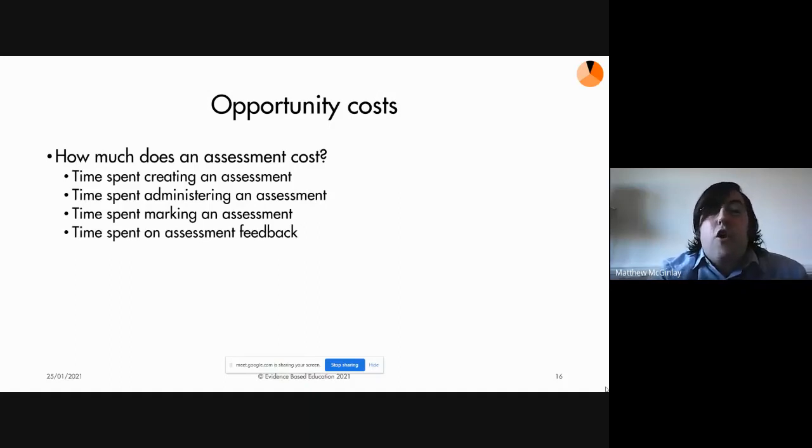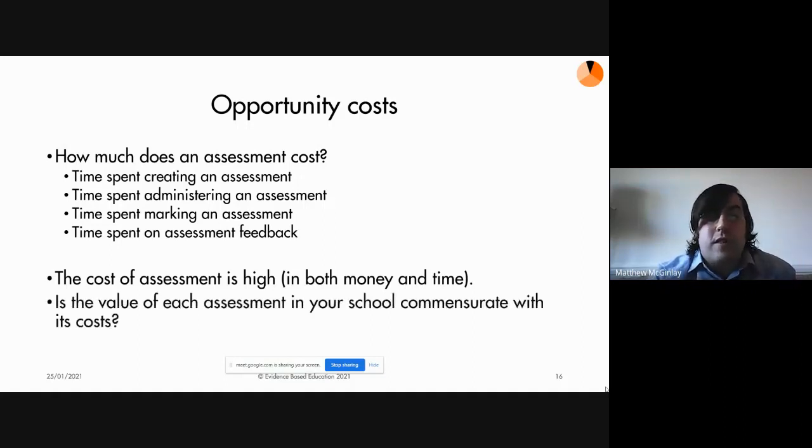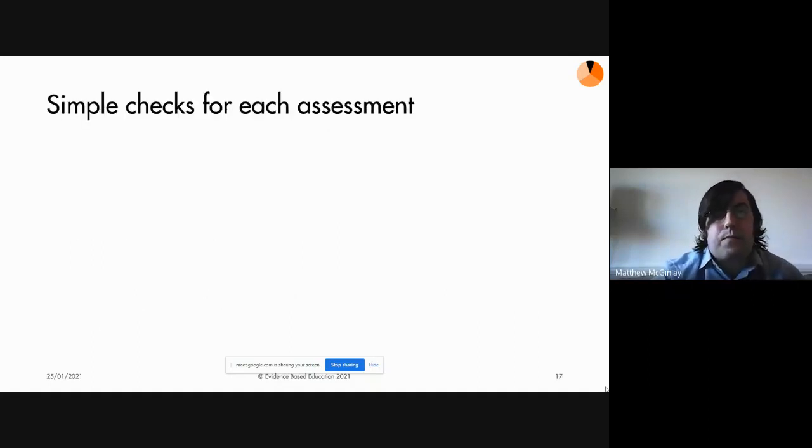So it takes an awful lot of time when it comes to assessment, either cost if we're buying them in externally, or just in terms of our time. So really thinking about, is every assessment that we're doing a valuable use of time, or is there something else that we could be doing that might be having more of an impact?